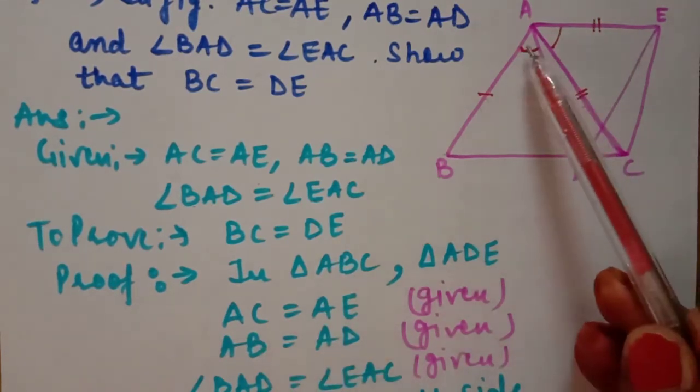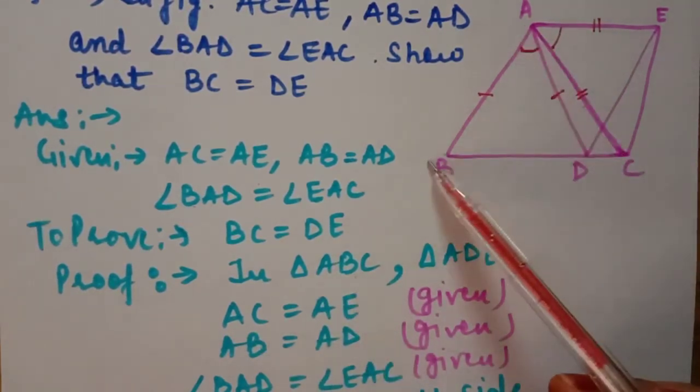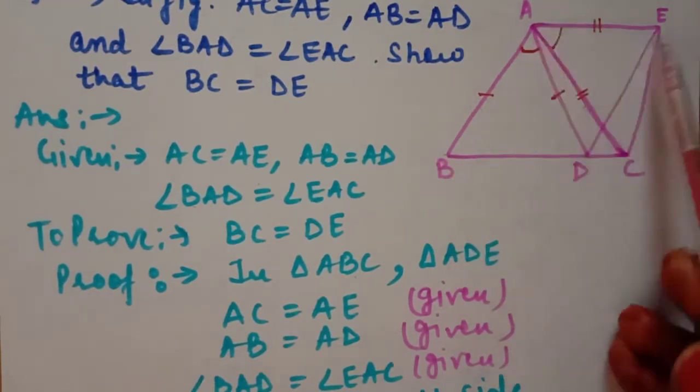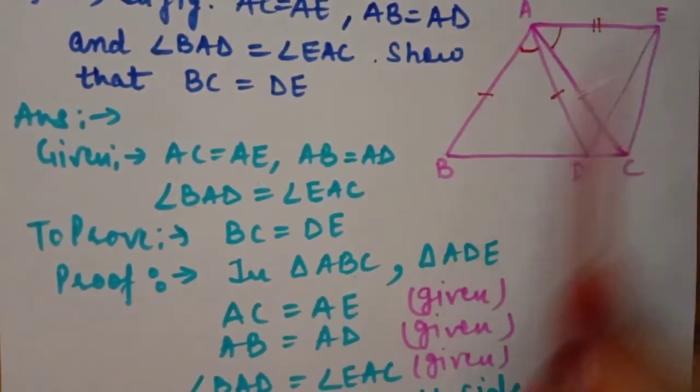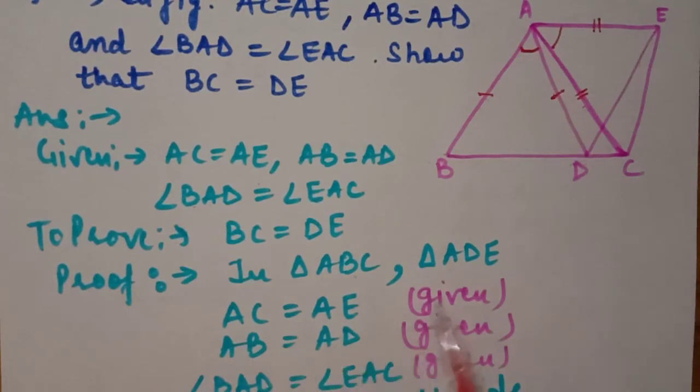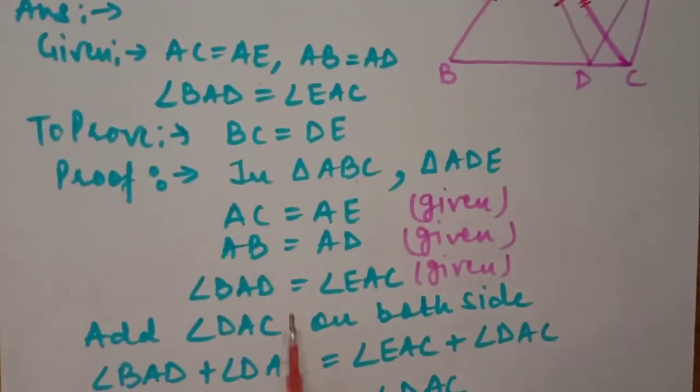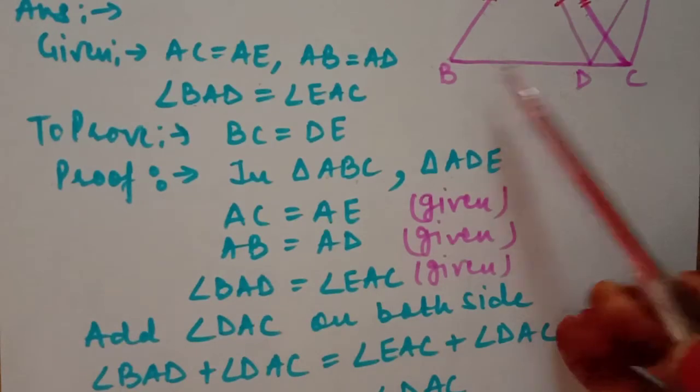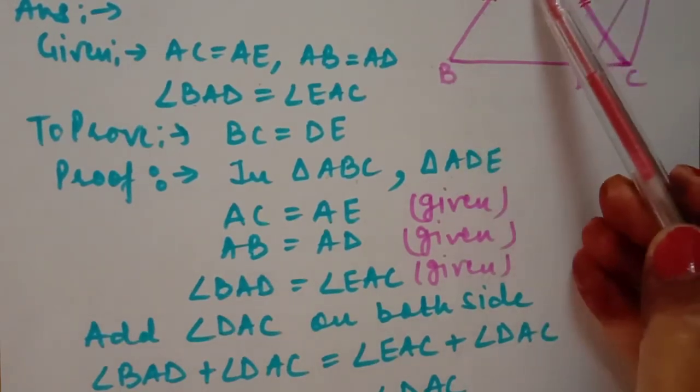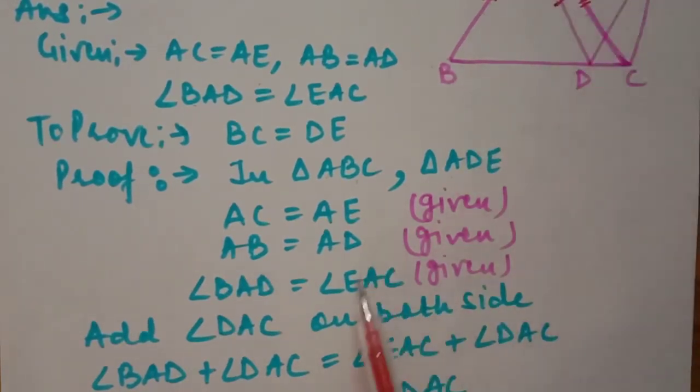Now the three elements: from the first triangle AC and from the second triangle AE. Now check whether they are corresponding parts or not. AC and AE, correct, it is given. Second, AB and AD are also equal, it is also given. Now angle BAD and EAC. BAD, this angle, and EAC, this angle, it is given.